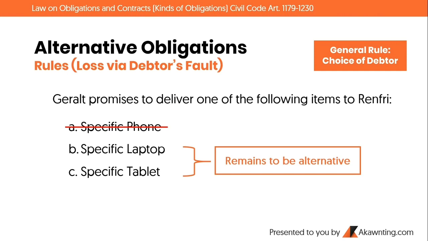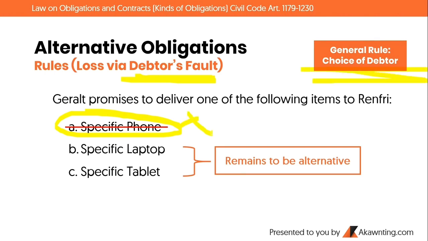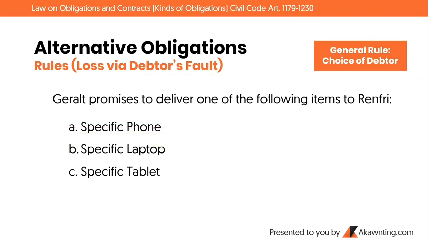Okay? So, tatanungin nyo ako, sir, yung letter A, nawala via debtor's fault? It doesn't matter actually kasi choice naman ni debtor eh. In the first place, pwede niyang hindi piliin yan, di ba? Okay, so, ayan. This case remains to be alternative, kasi may dalawa pa namang pagpipilian. Okay? Next example, ganun pa rin.